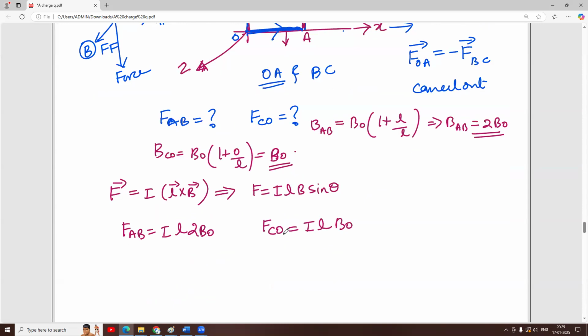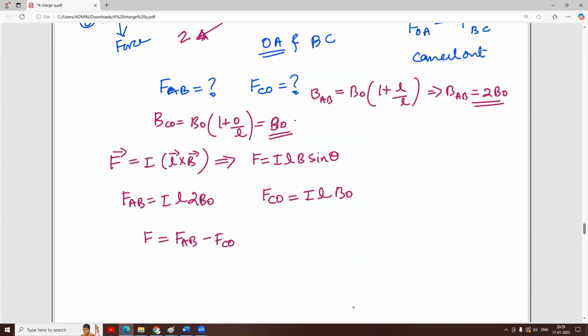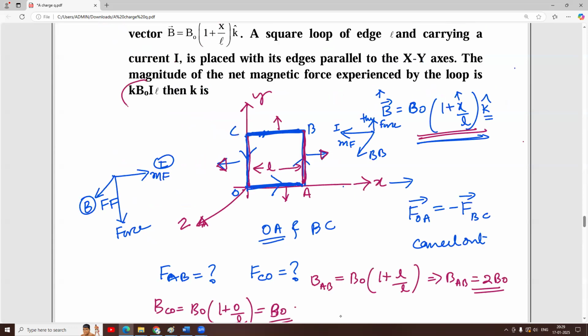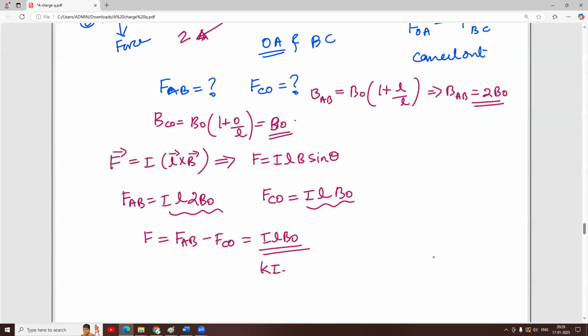So what is the net force? Net force is FAB minus FCO, because AB will experience more force since it is in a stronger region of magnetic field. Everything else will be the same. So FAB minus FCO is equal to 2ILB naught minus ILB naught, that is ILB naught. So the question says the net force experienced is K I L B naught. What is K? K is 1. Yes, that's all. Thank you.